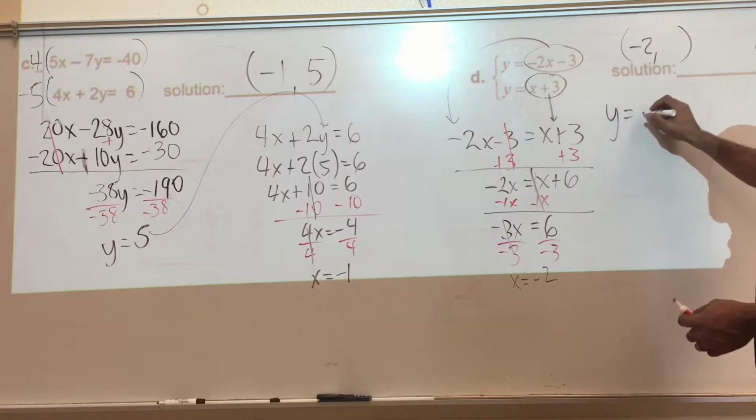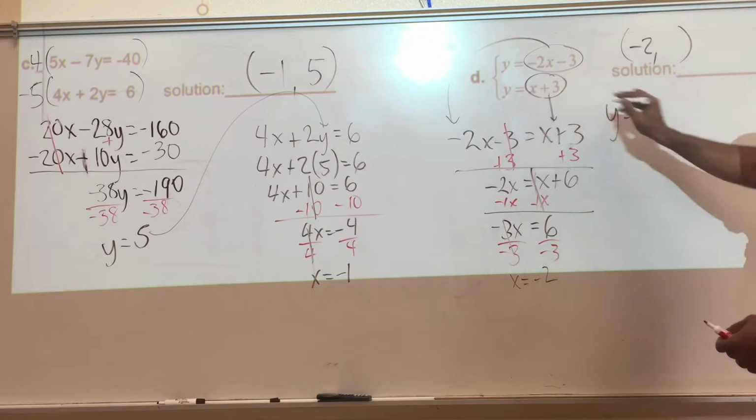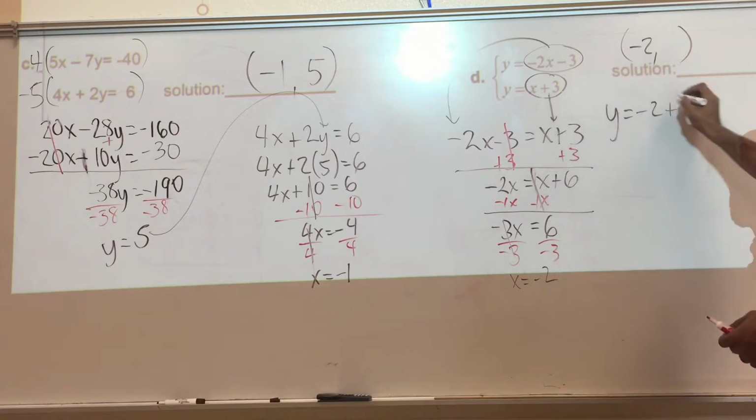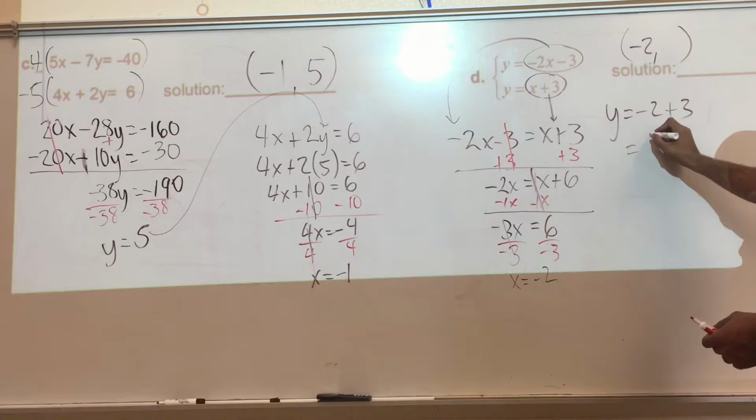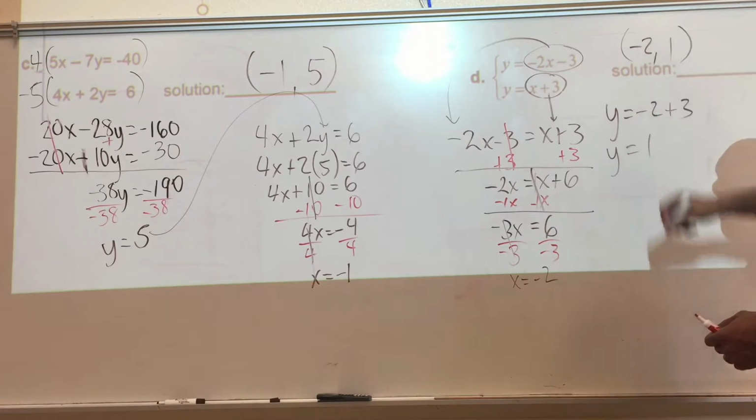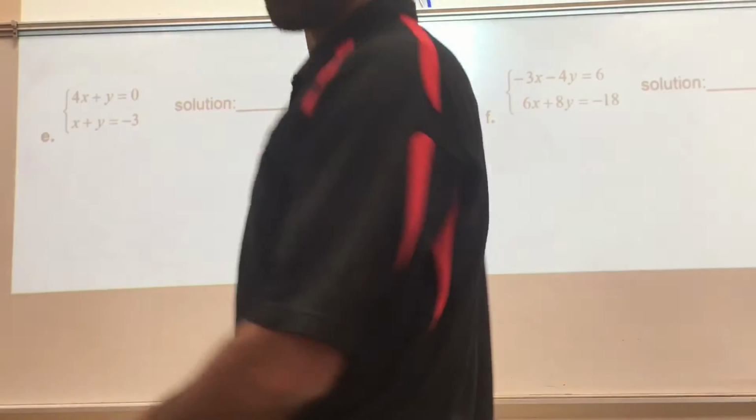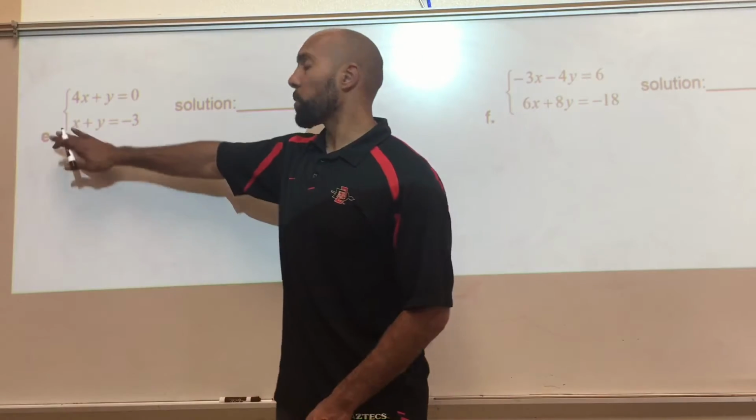So just y is equal to negative 2, that goes here, plus 3. Negative 2 plus 3 is 1. And so our y is 1. Okay, letter E. Okay, again, we want opposites.